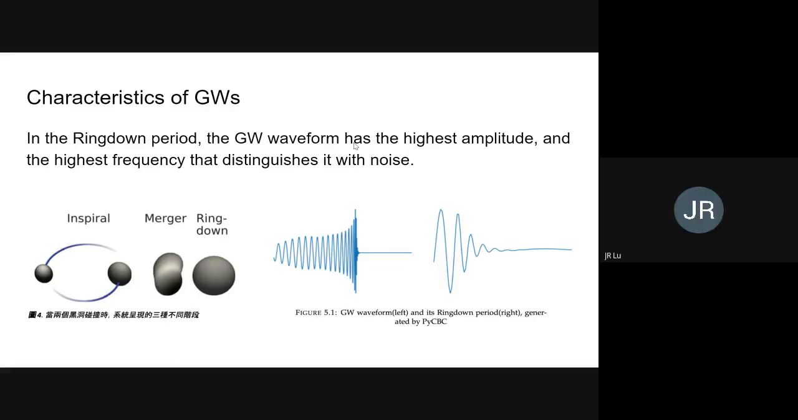The strength is different. As you can see, our waveform from the binary black hole merger is more like periodic waves, and then they slowly get much greater, and then they get much smaller later. However, the waveform from the supernova is not this kind of shape. Okay.